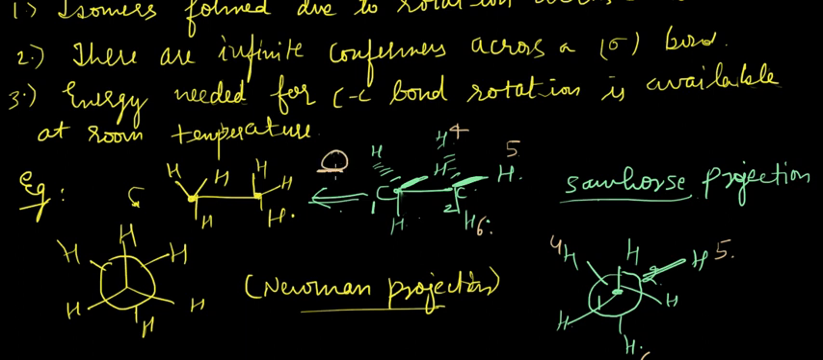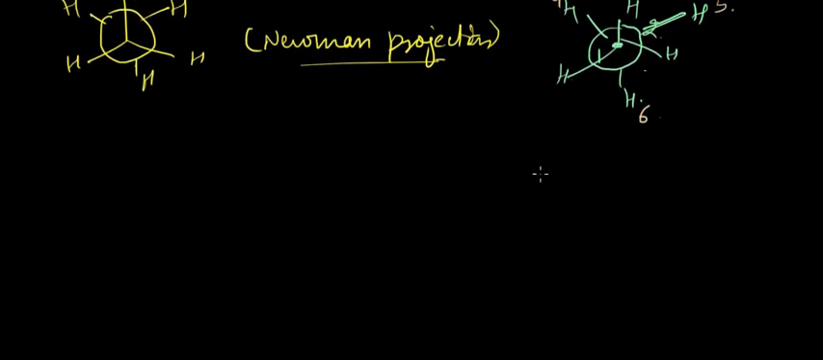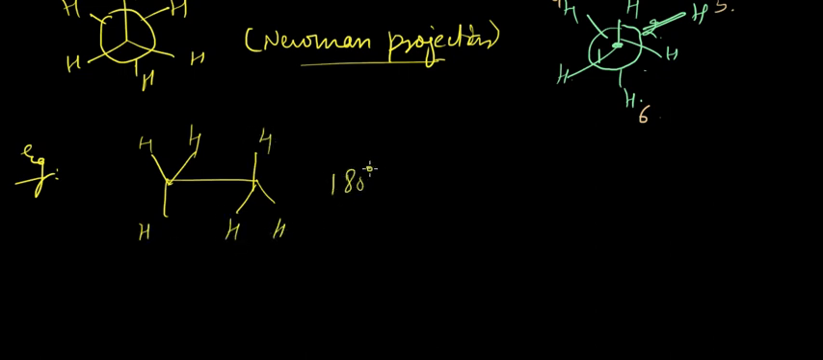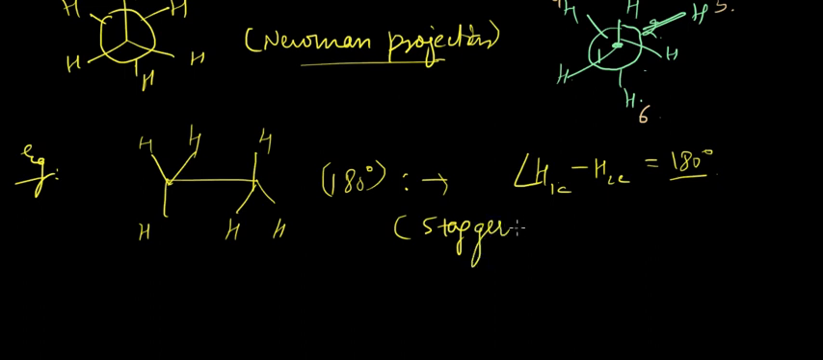Okay, so let's suppose you are looking here from this angle. From this angle you can see that the fourth hydrogen would be something like this, the fifth hydrogen would be something like this, and the sixth would be down. Okay, this is the Newman projection. And if I make, in the Sawhorse projection, hydrogen atoms oppositely attached to each other, at 180 degrees to each other, then this conformer is called staggered, where the bond angle between the first carbon hydrogen and the corresponding second carbon hydrogen is 180 degrees. So this is called the staggered conformer.